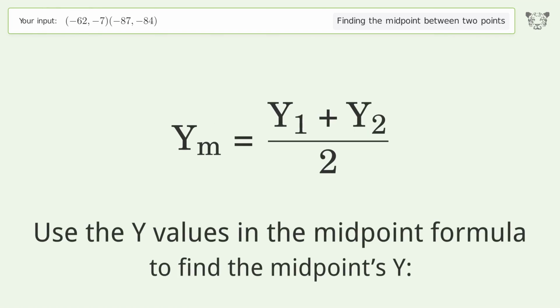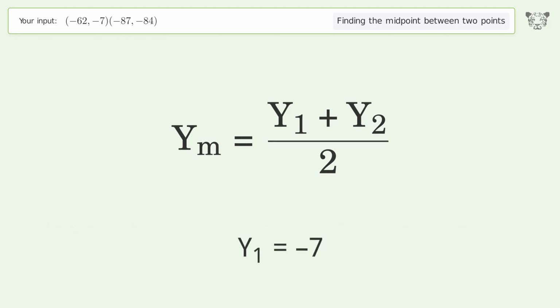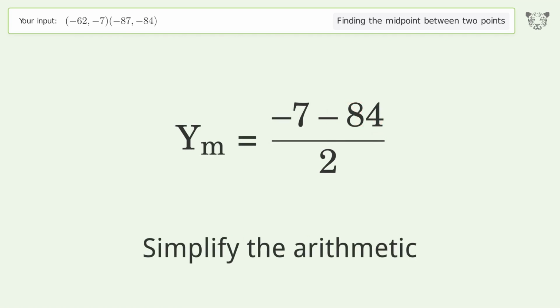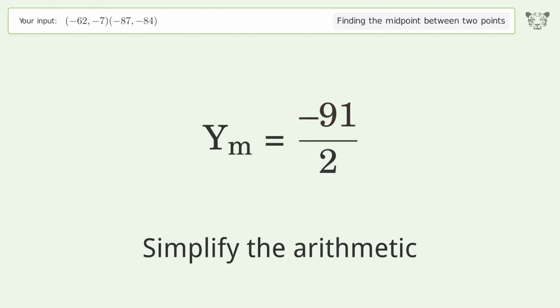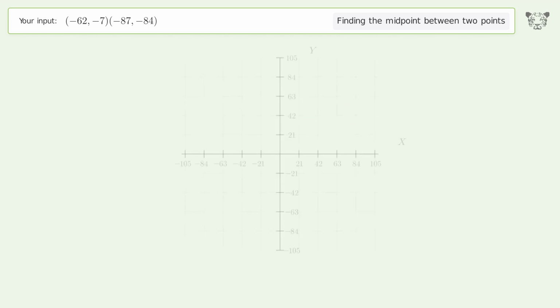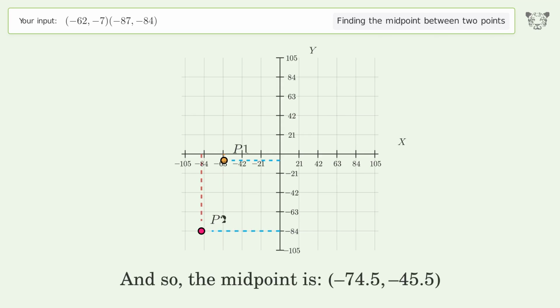Use the y values in the midpoint formula to find the midpoint's y. y1 equals -7. y2 equals -84. Simplify the arithmetic. And so, the midpoint is -74.5, -45.5.